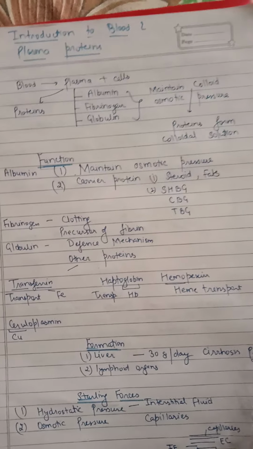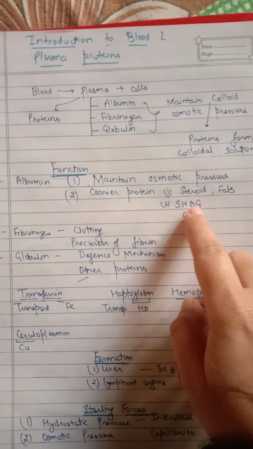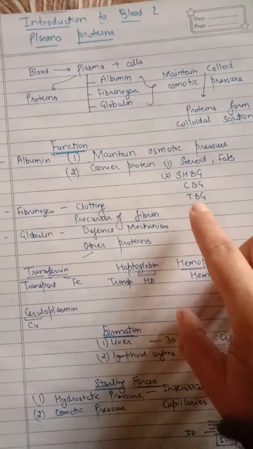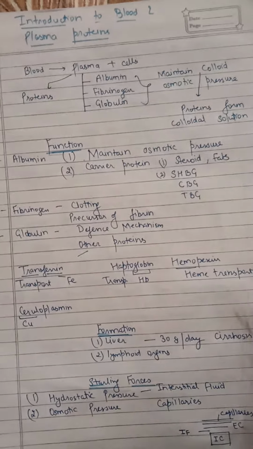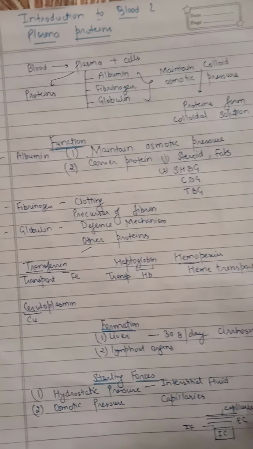So what does it carry? It carries steroid, fat, sex hormone binding globulin, corticosteroid binding globulin, and testosterone binding globulin. Means these are also the hormones which are carried by the albumin. So it also acts as a carrier protein.